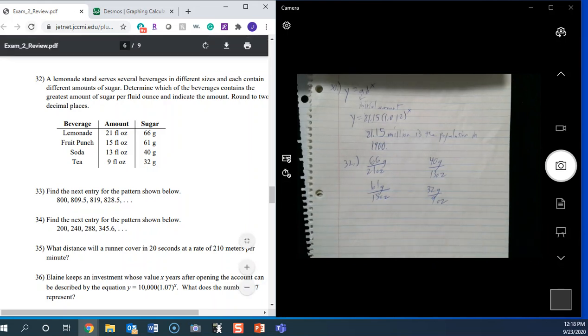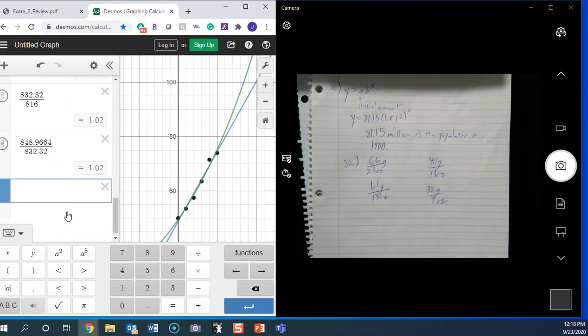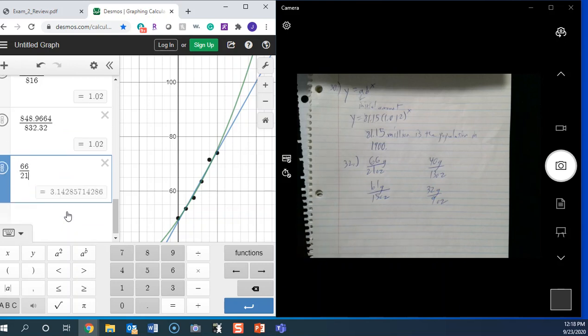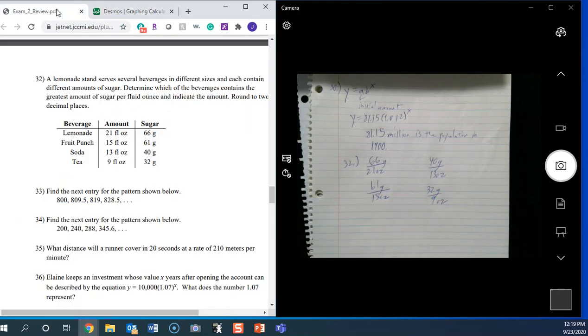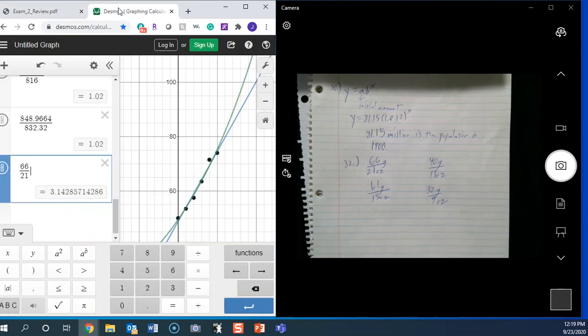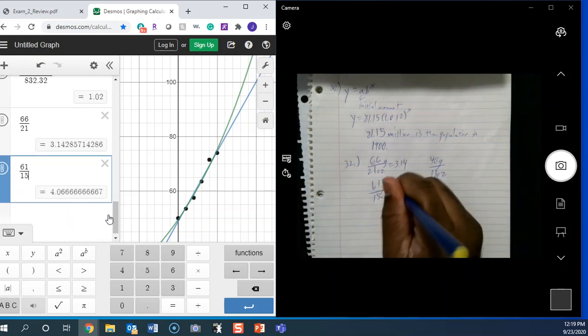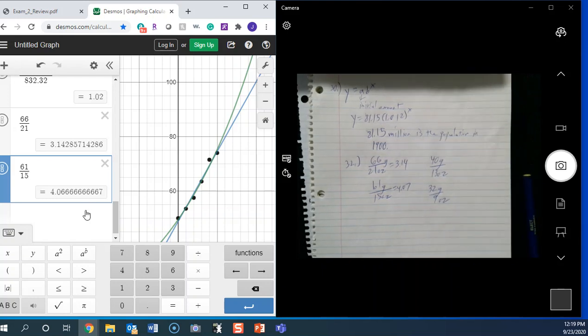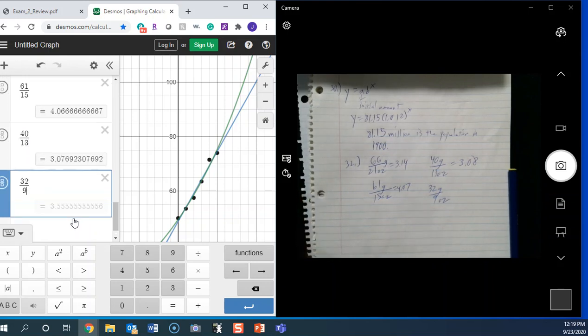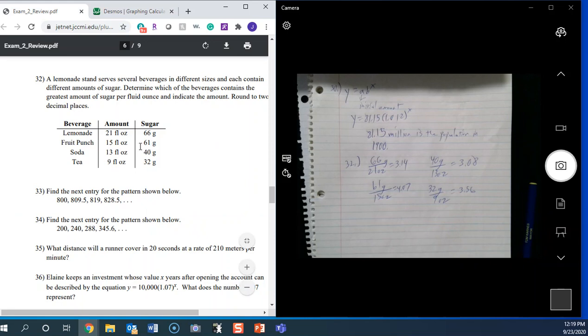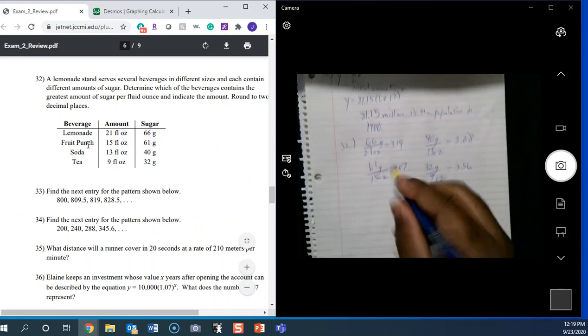All right, so now we put these values in our calculator. So we would have 66 divided by 21. Let me see, what did they tell us to round to? 2 decimal places. Okay, so the first value is 3.14. Second value we have 61 divided by 15. That'll be 4.07. The third value is 40 divided by 13. That'll be 3.08. And then finally, 32 divided by 9. That'll be 3.56. So it's the second amount. So the one that has the most sugar per ounce would be the fruit punch.